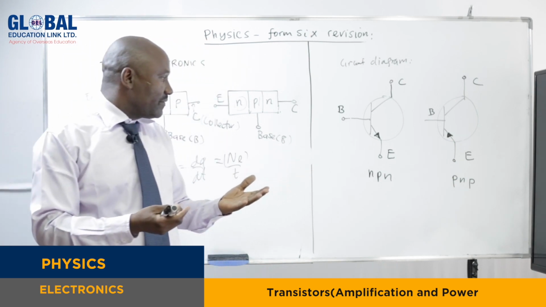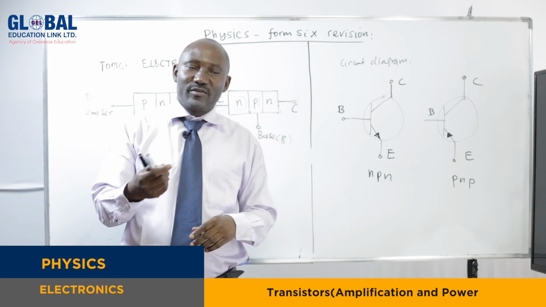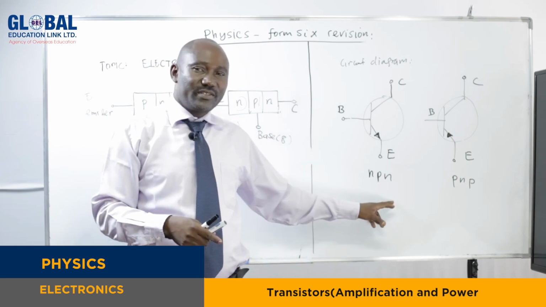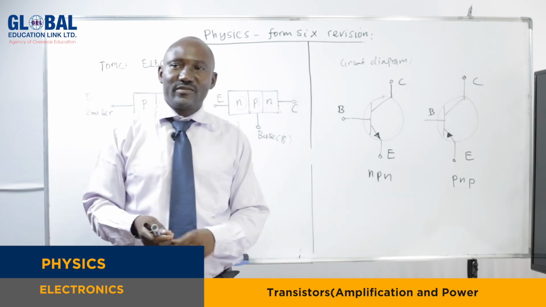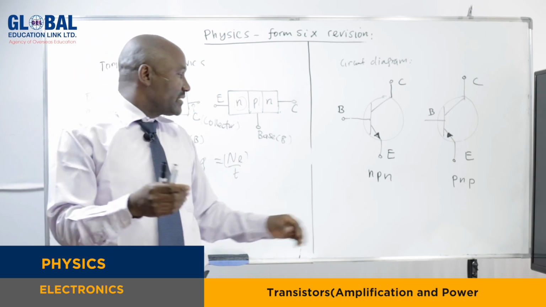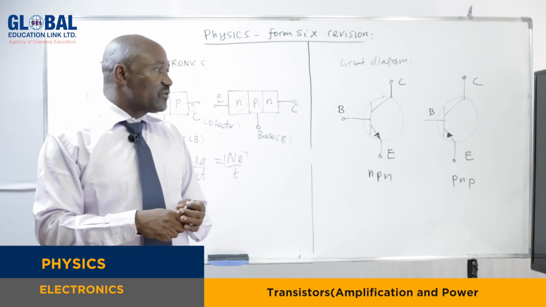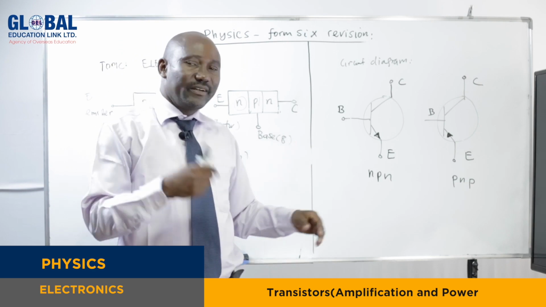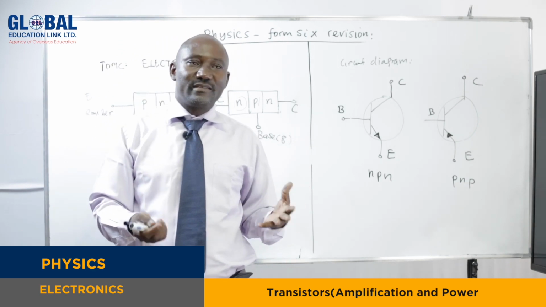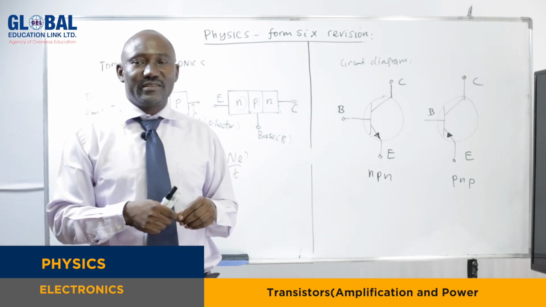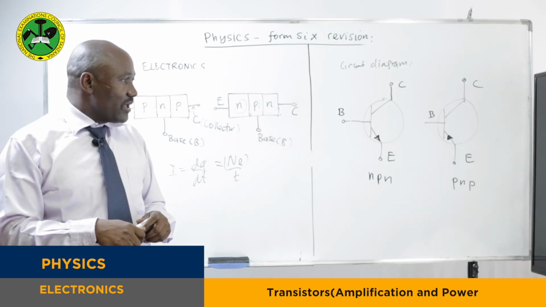And I said before, we prefer using NPN because this is a transistor in which the majority charge carriers are electrons, and these electrons have greater mobility, hence they respond quickly to any changes in the circuits. So we have seen the types.